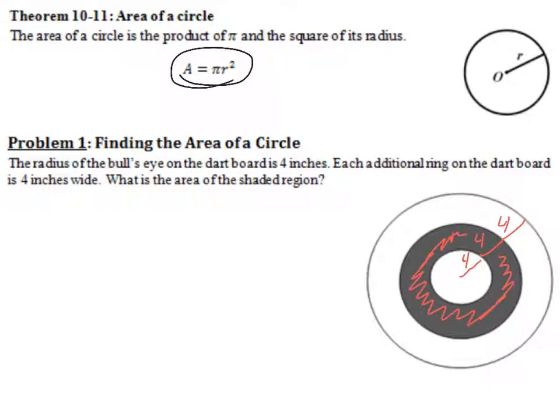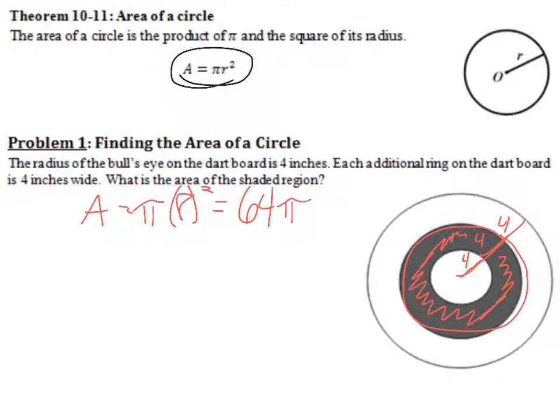So what we can do is take the area of this circle right here. It has a radius of 2 4s, or 8. So if I take the area, it is pi times my radius squared. 8 squared is 64, so the area is 64 pi. And what I can do is subtract from that the area of this smaller circle that has a radius of 4. So the area of that one is pi times my radius squared. 4 squared is 16.